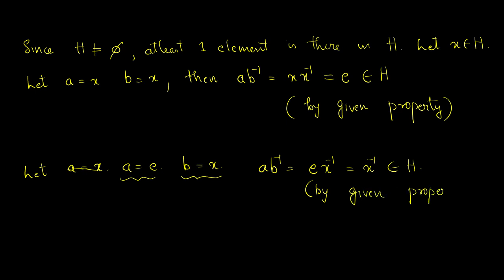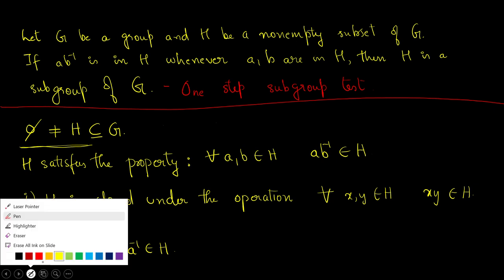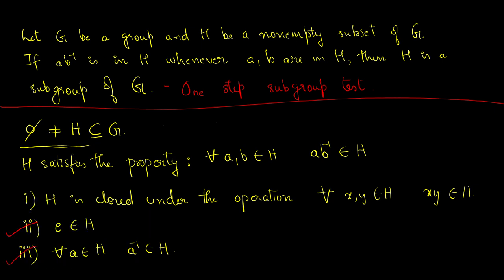So what have we proved? Given any X in H, X inverse is also present in H. Here, instead of X I wrote A, but it is the same thing. So given any A in H, its inverse is also in H, so the third condition is also satisfied. Now we have to prove the first one.